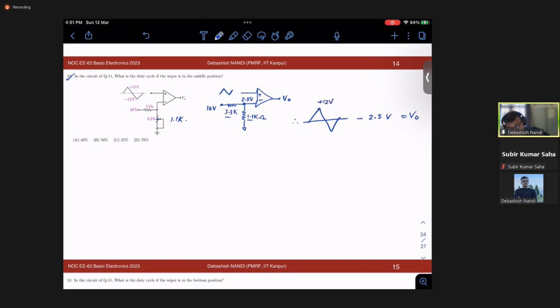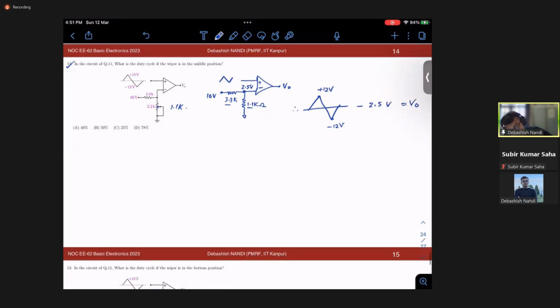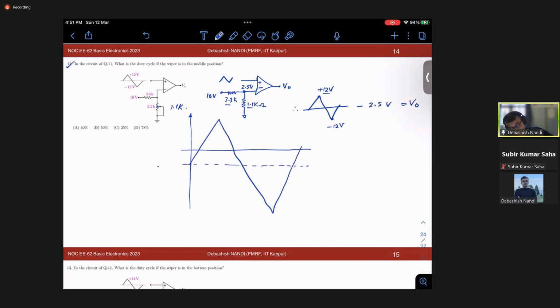This is plus 12 volt. This is minus 12 volt. So I need to find out what would be the duty cycle. How do I find out that? Simply just draw this. If minus 2.5, then this will be 2.5, and my waveform will be something like this. Okay, so this will be my minus 2.5. This is 0. This is V out. What will be this? This is nothing but 12 minus 2.5, and that is your 9.5, right? This is your 9.5.